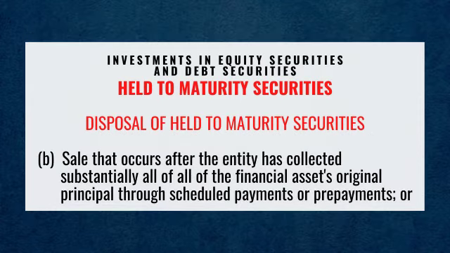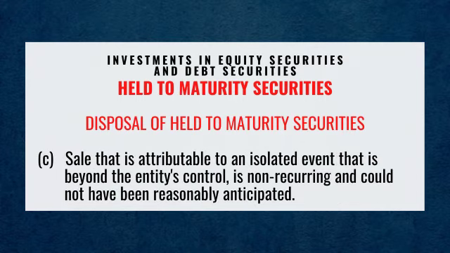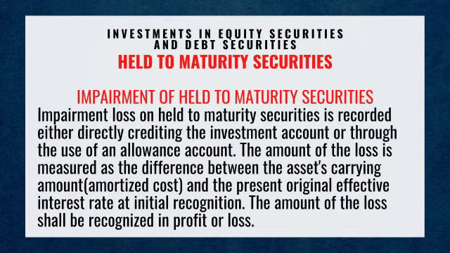Letter B. Sale that occurs after the entity has collected substantially all of the financial asset's original principal through scheduled payments or prepayments. Or letter C. Sale that is attributable to an isolated event that is beyond the entity's control, is not recurring, and could not have been reasonably anticipated. Impairment of held-to-maturity securities.